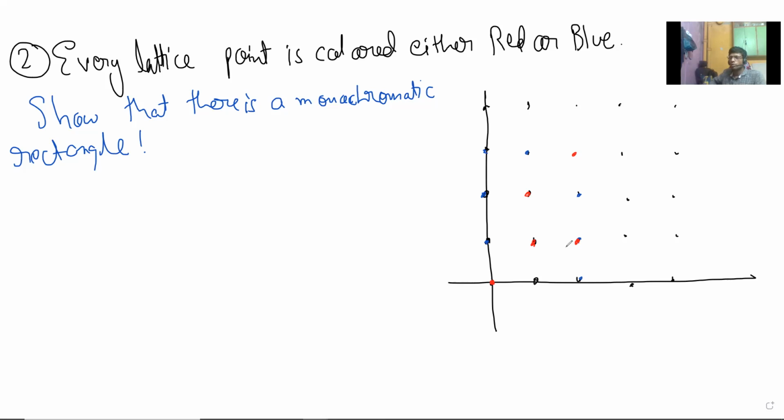Yeah, that's what we want to show. But how do we show it? So there will be infinitely many red or infinitely many blue points. But yeah, how do we use that to show that they form a rectangle?